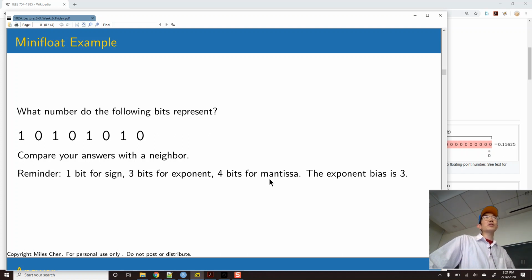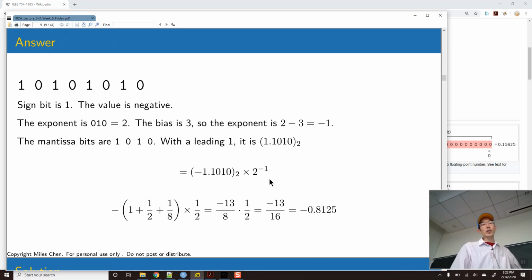So the exponent bits are 0, 1, 0. The first one's the sign, and then the next 3 are the exponent. So we have 0, 1, 0. What is 0, 1, 0 in binary? It is 2. What's the bias? 3. The bias is 3. So the exponent is 0, 1, 0, which is 2, and the bias is 3, so the exponent becomes negative 1.